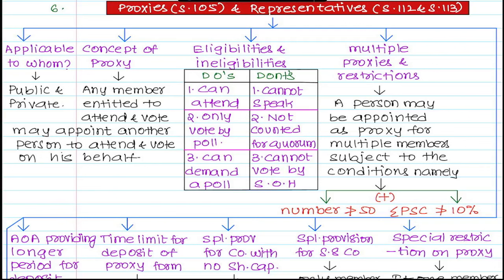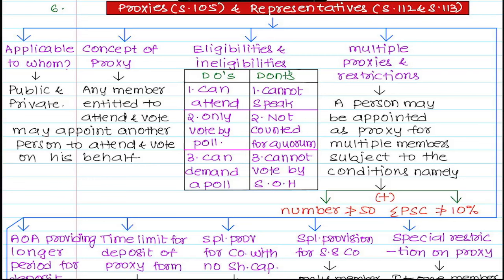See there, first one. Do, sir. He can attend. Next, sir. Can vote by poll. Can demand a poll. Next, sir. Cannot speak. Cannot be counted for quorum. Cannot vote by show of hands. Understood the point clearly? These are the points here. These are certain important issues that we need to understand. Do's and don'ts we completed.